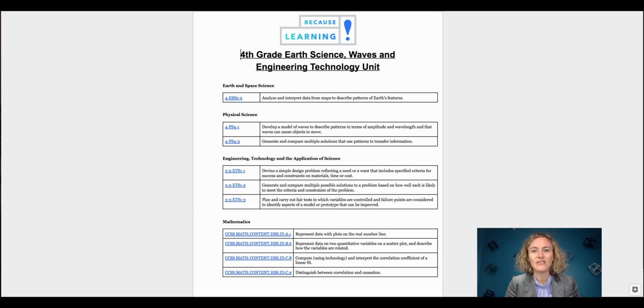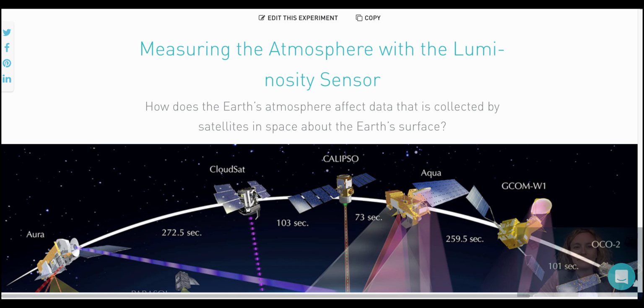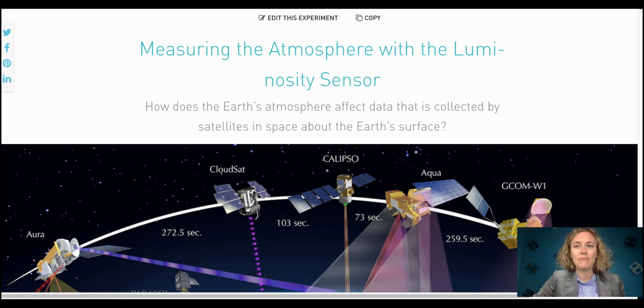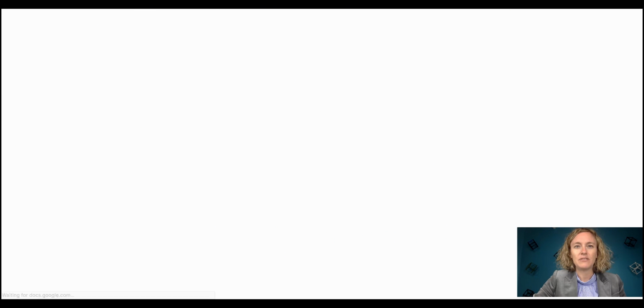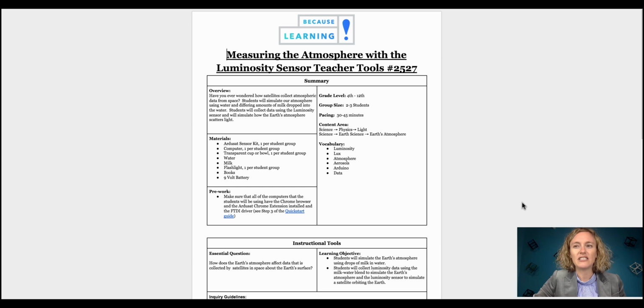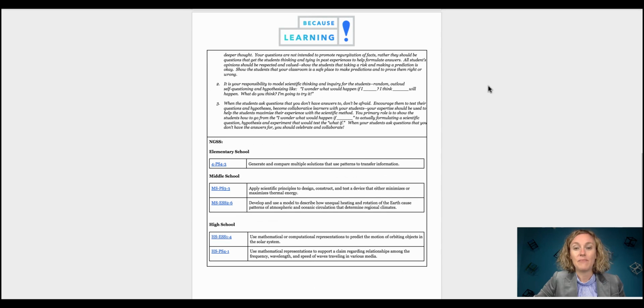Let's get started. The Because Learning 4th grade Earth Science, Waves, and Engineering Technology unit comes aligned with the Next Generation Science Standards. This unit touches on Earth and space science, physical science, engineering technology and the application of science, as well as mathematics. NGSS standards can be found at the bottom of each experiment by clicking on the experiment guide. This will take you to a page that lists things such as the appropriate grade level, pacing, content area, and vocabulary. The bottom of the teacher guide contains the NGSS standards for that lesson.